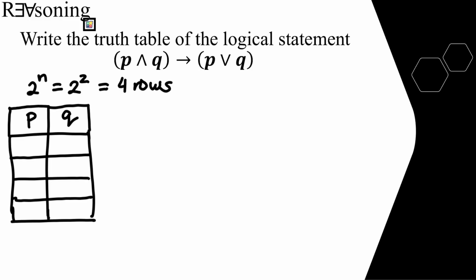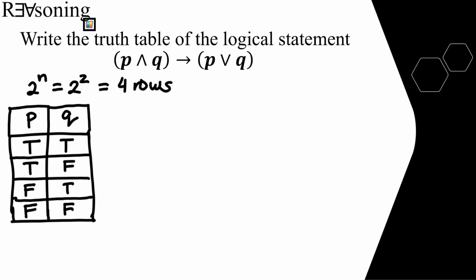To complete that, let's start by placing the truth values for the P and Q statements before we complete the truth table. We have here true, true, false, and false for our P statement. And to complete the combinations, our Q here would be true, false, true, and then false. You can see that we have 4 different pairs of truth values for both our P and Q statements.